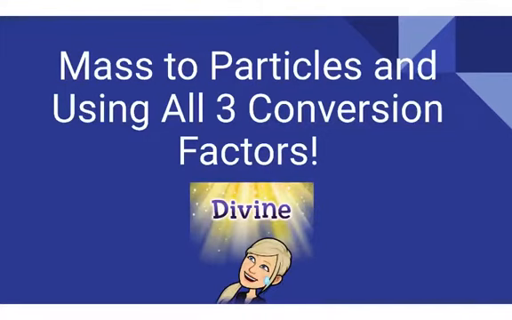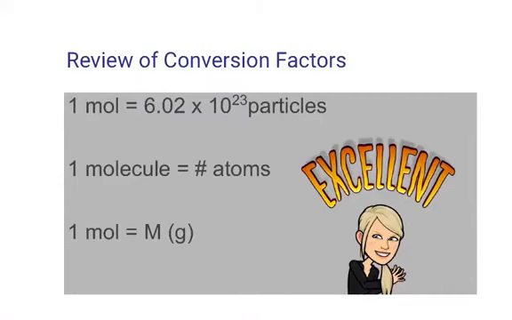Oh, hi there. This is mass to particles and using all three conversion factors. So remember, we now have three conversion factors. We have 1 mole is equal to Avogadro's number, which is particles or atoms or molecules. Particles can be lots of different things, as we know. We have 1 molecule equals the number of atoms, and finally we have 1 mole equals the molar mass. In this particular lesson, we're just going to put them all together and see how they can work as one.